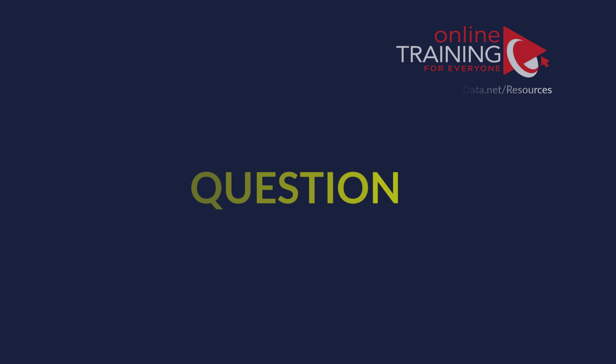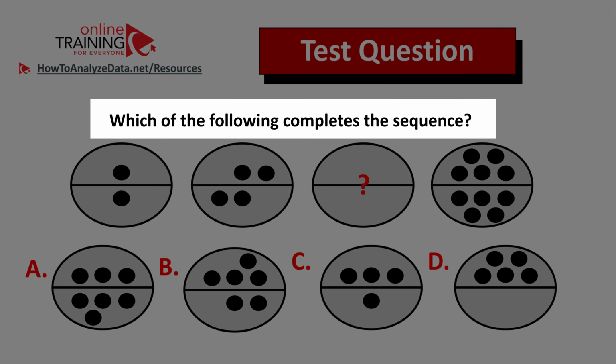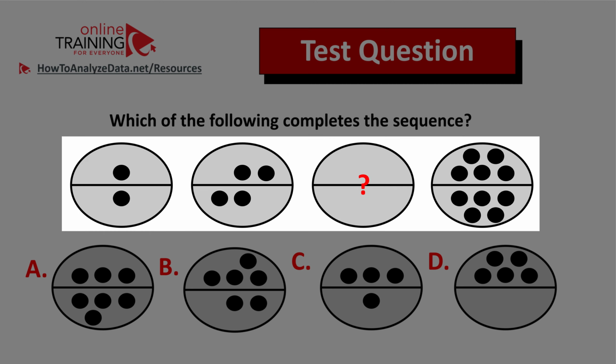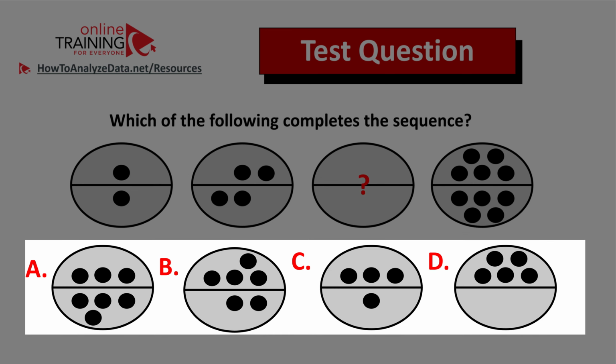Let me share with you a tricky question which tests your analytical and pattern recognition skills. Here is the question. Which of the following completes the sequence? You're presented with the sequence of 4 ovals and the 3rd one is missing. And you have 4 different choices to choose from. Choice A, B, C, and D. All choices have similar ovals, just with different dots located in different places of the oval.